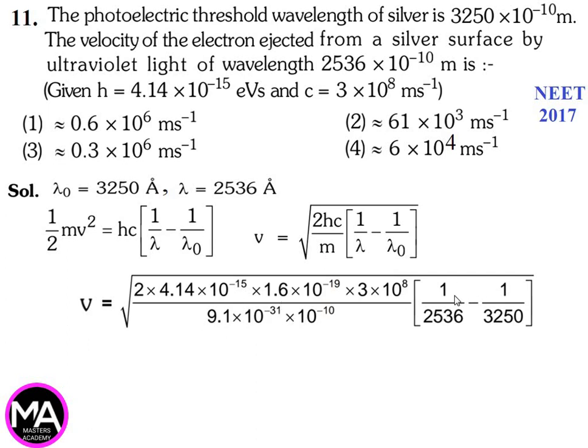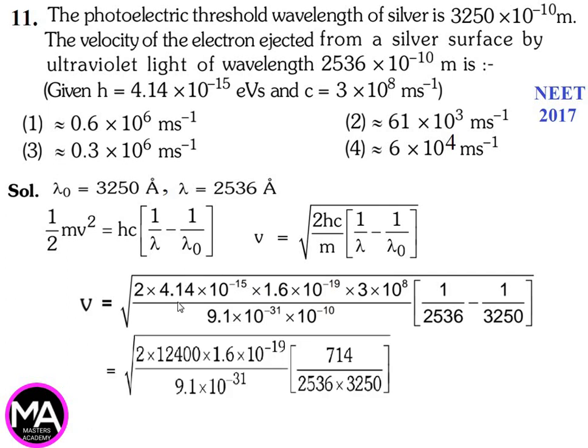Here, 1 by lambda, that is 1 by 2536 minus 1 by 3250, into 10 raised to minus 10 is taken outside as common. Therefore, on calculating, 10 raised to minus 15 and 8 becomes 10 raised to minus 7. So minus 10 when it comes to the numerator becomes plus 10. Plus 10 minus 7 is plus 3. Therefore, 2 into, on calculating, 4.14 into 3 is 12.4 into 10 raised to 3, we get 12,400 into 1.6 into 10 raised to minus 19 divided by 9.1 into 10 raised to minus 31.